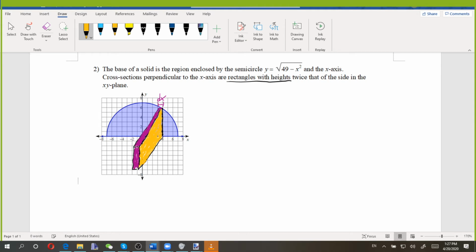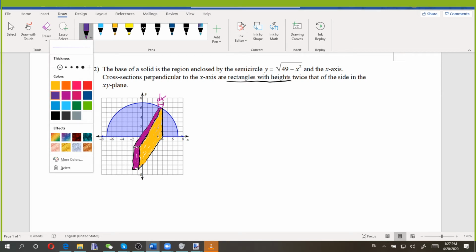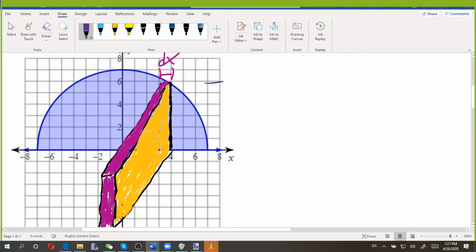So let's see. I've got next on the order is Jana. What is this distance for all of my cross sections? Y. Perfect. So that's the y value right now. And then we were told that the heights that are popping out of this page that make it three-dimensional are twice the height that's inside the xy plane. So if that's true, what is this distance? 2y. 2y, perfect.